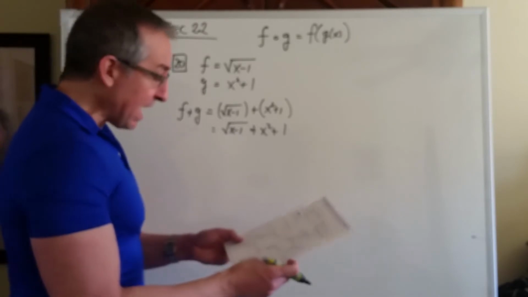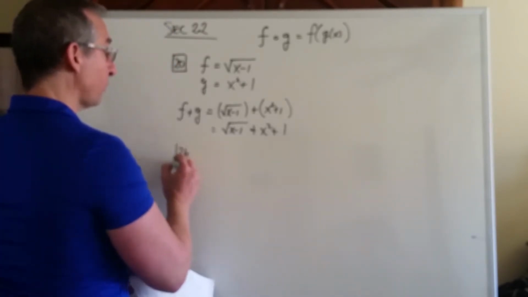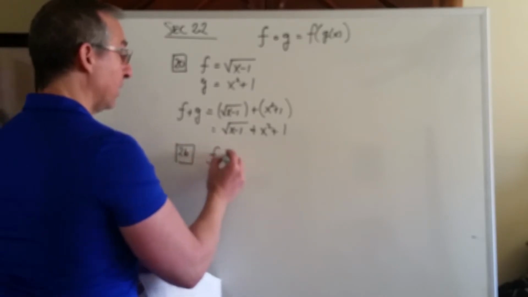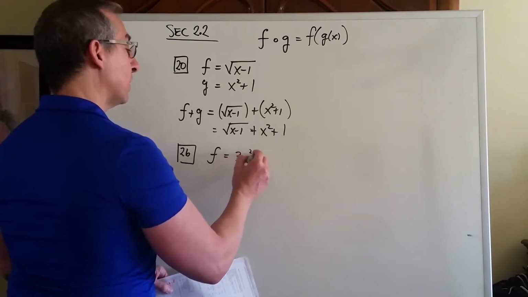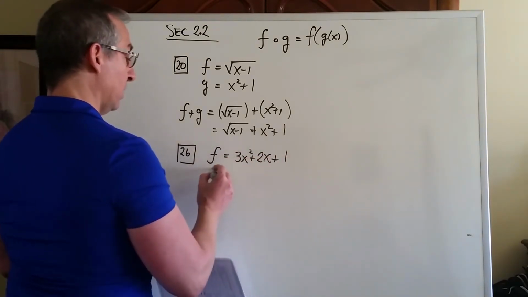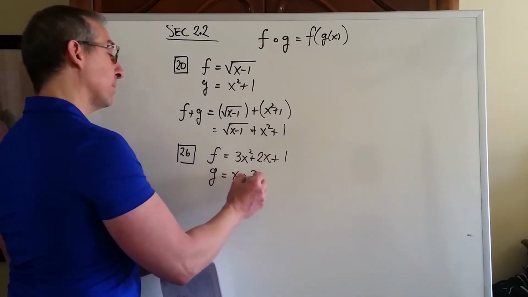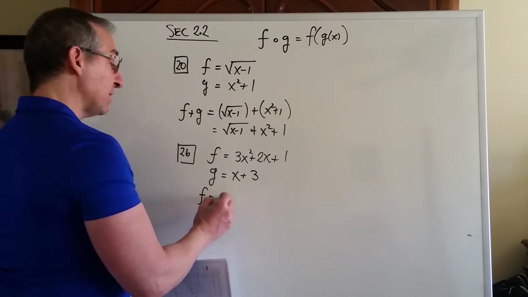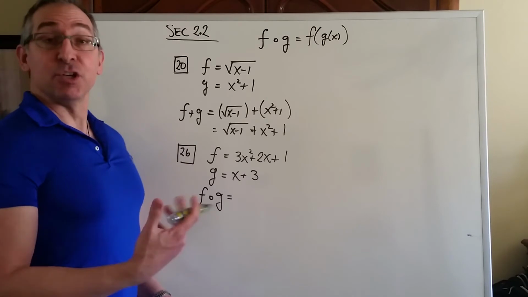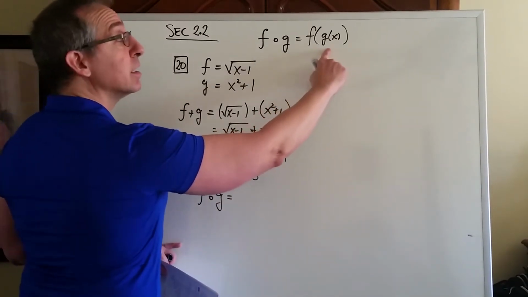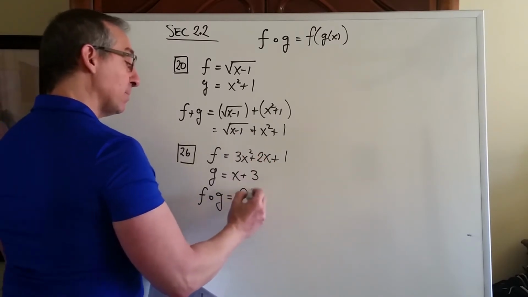All right, a little bit further down, they give us number 26. They give us the function f equals 3x squared plus 2x plus 1, and g is equal to x plus 3. And it says this time, find f composed with g. Okay, find the composition of f with g. So kids, remember what that means. Right here, you have to substitute the function g of x into f of x.